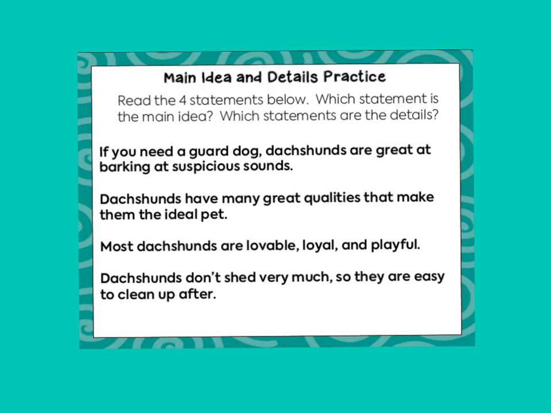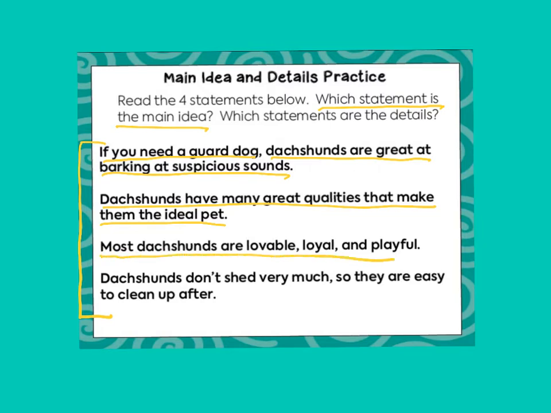So there are 4 different sentences here, and we have to figure out which one is the main idea and which statements are the details. So the first one is, if you need a guard dog, dachshunds are great at barking at suspicious sounds. Okay, the next sentence, dachshunds have many great qualities that make them the ideal pet. The next one is, most dachshunds are lovable, loyal, and playful. And the final one is, dachshunds don't shed very much, so they're easy to clean up after.